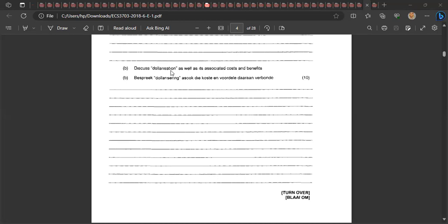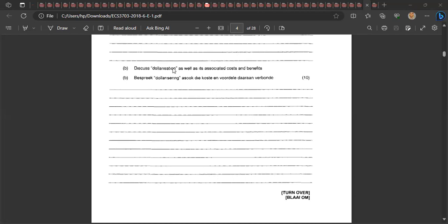This question is one of the questions that she said are potential questions in the exam: the advantages and disadvantages of dollarization. Okay, that's the one you would be doing now.